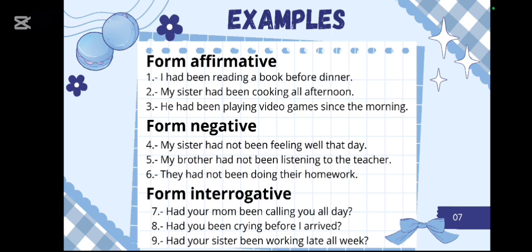The second form is the form negative. The first example is my sister had not been feeling well that day. The second example is my brother had not been listening to the teacher. And finally, they had not been doing their homework. The form negative with the auxiliary have is possible: had not or hadn't.